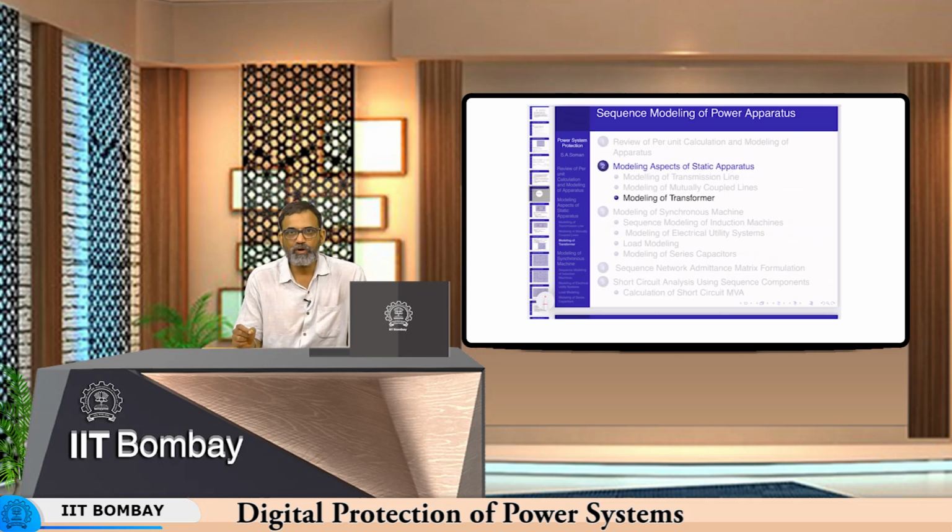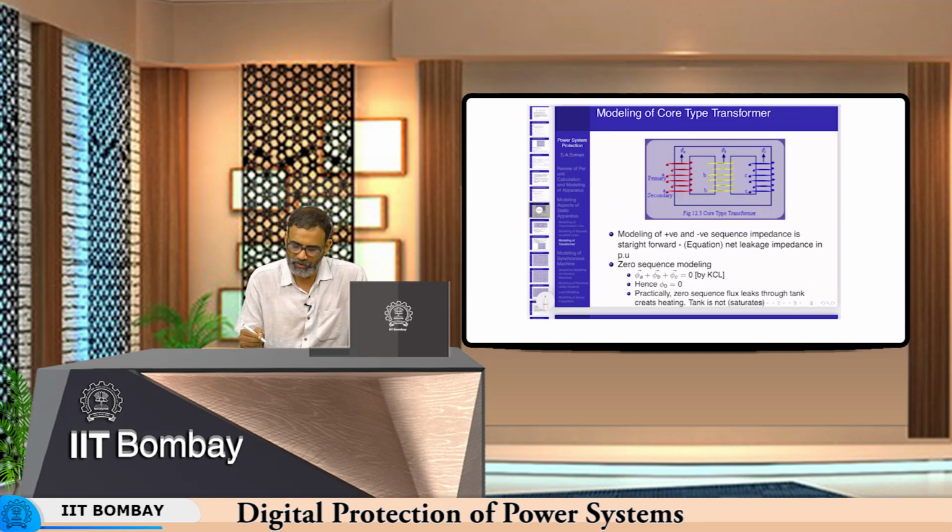We will move on to the transformer model now, that is the sequence modeling of the transformer. Now, there are two aspects to be noted in the sequence modeling of transformers. The sequence impedances rather depend on the transformer type, construction type, that is whether it is a core type transformer or a shell type transformer, and also the connections, whether it is a star delta, delta star. We will see that shortly. So, now first we will look at the core type transformer.